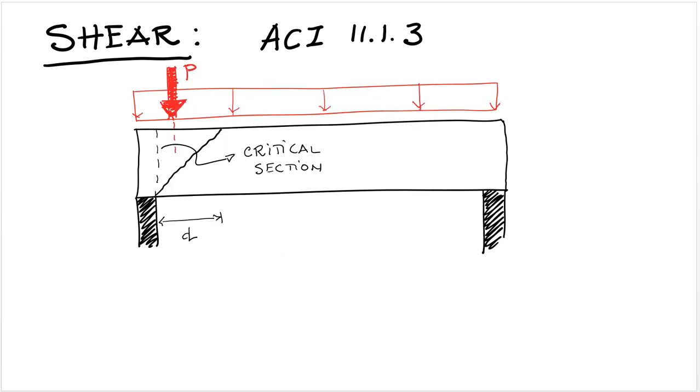Now there is an exception, and that is if there is a load, a point load, that is within that distance d, then the critical section has to be moved to the face of the support. And that makes perfect sense, because in that case, that load P is now creating also part of the failure surface. And now the critical section has to be moved back in order to account for the presence of that load.